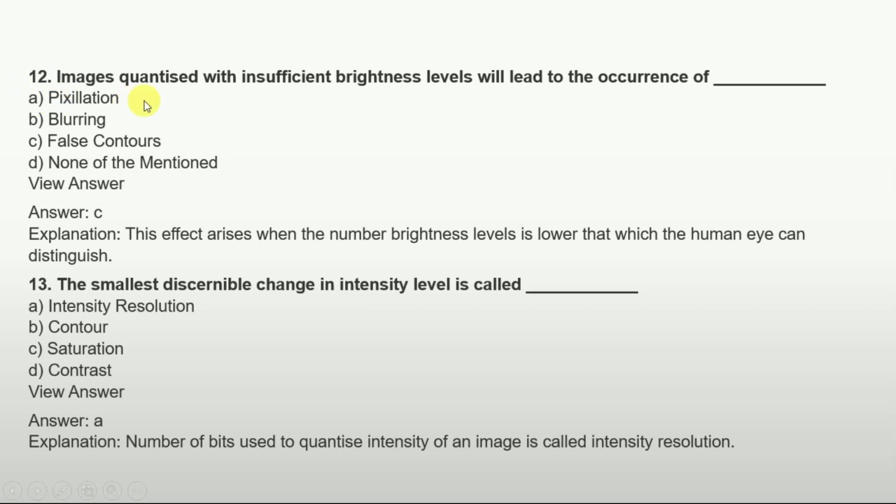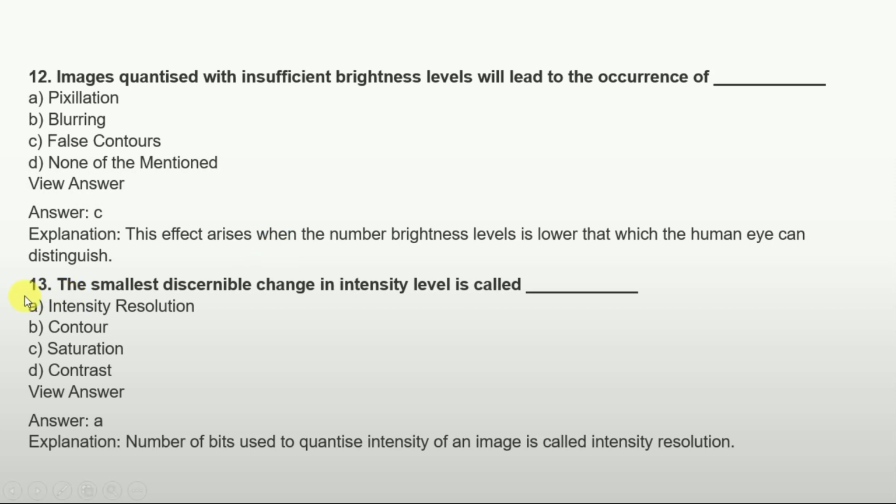Options are pixelation, option B blurring, option C false contours, option D none of the mentioned. So the answer is option C, that is false contours. Explanation: this effect arises when the number of brightness levels is lower than what the human eye can distinguish. That is a very useful explanation we can see here, so keep that in mind.